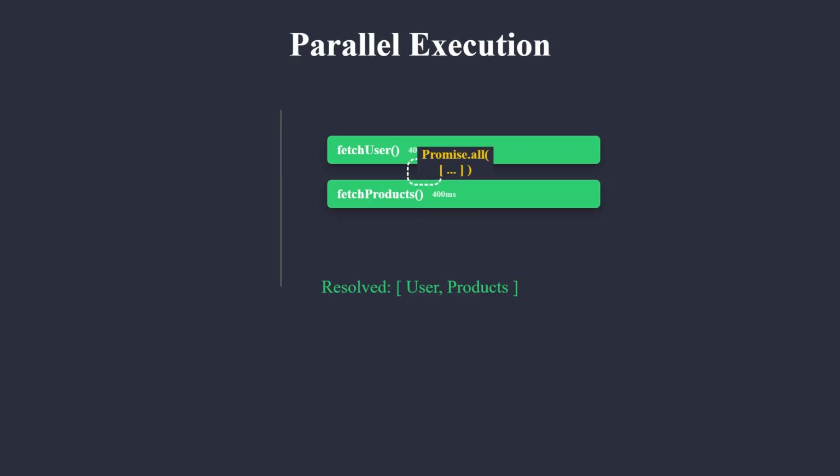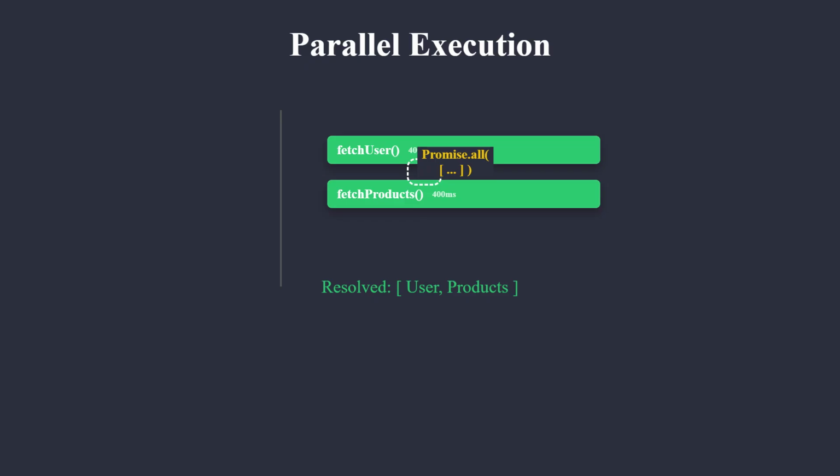The mechanism for concurrent execution is the Promise.all method. Promise.all accepts an iterable of promises as its single argument. It returns a single promise that manages the entire group of tasks. All input promises are initiated simultaneously upon calling Promise.all. This immediate initiation achieves true parallel execution of asynchronous tasks.